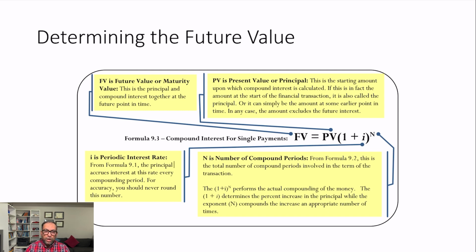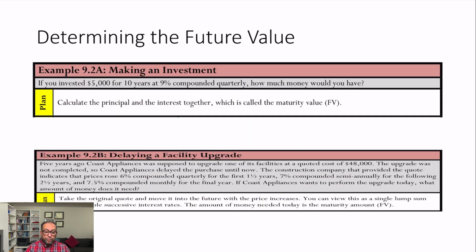So what is the future value? Future value is equal to present value times (1 plus I) to the power n. What is I? We already discussed. What is n? We already discussed. Present or future value, if one of the values is given, we can calculate the other one. So here is an example question. Making an investment: if you invest 5,000 for 10 years at 9% compounded quarterly, how much money would you have? Calculate the principal and the interest together, which is called the maturity or future value. So we can calculate the future value here.